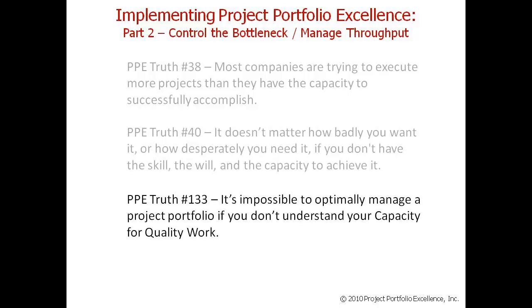Truth number 133 brings us back to a concept that you've seen many times by now, and that is the capacity for quality work. Truth number 133 states it's impossible to optimally manage a project portfolio if you don't understand your capacity for quality work. Now, because this concept of capacity for quality work is so important, we're going to review exactly what that means.